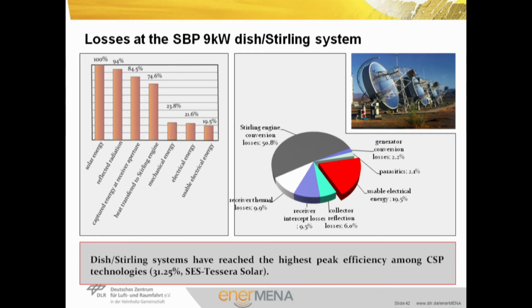The maximum conversion efficiency of a Stirling system was demonstrated by the system of SES to be more than 31% at the Sandia National Test Site.